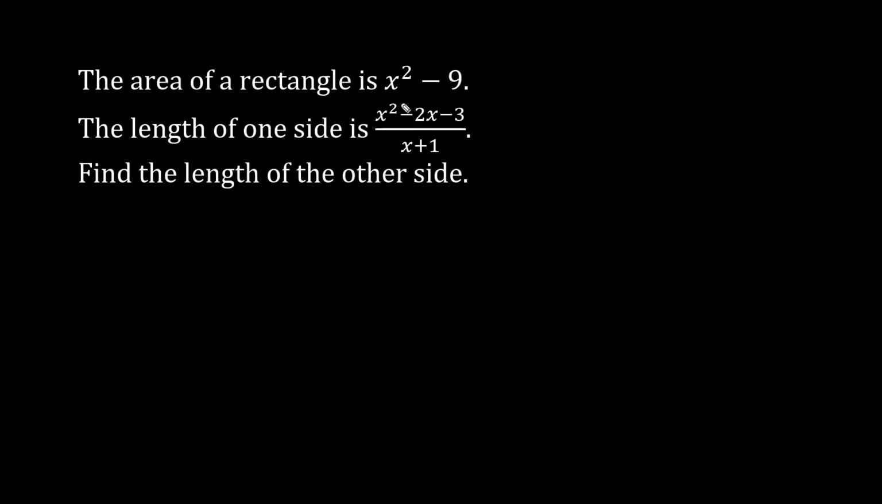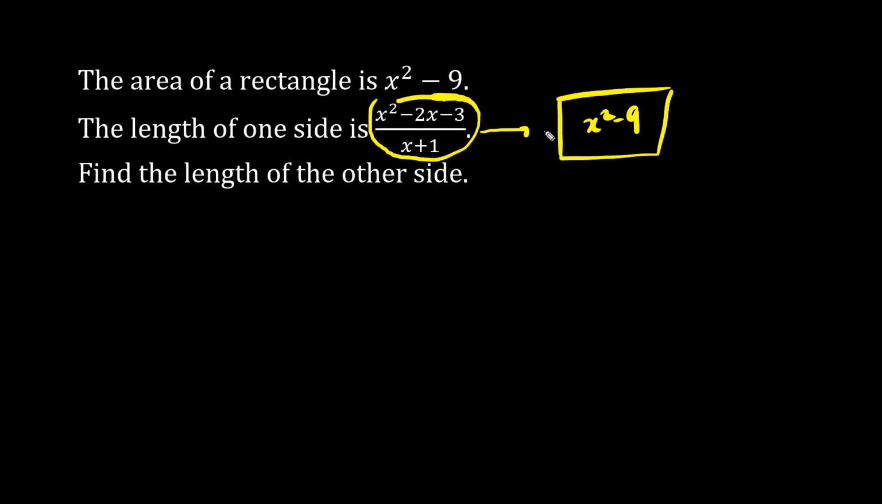We're given the area of a rectangle is x squared minus 9. That's on the inside. And the length of one side is this rational expression. That's going to be on this side here. Let's find the length of the other side, this side here. We know that something times something is the product, the answer here.